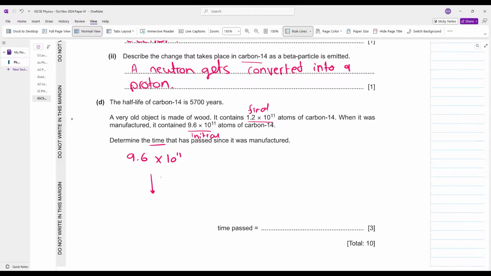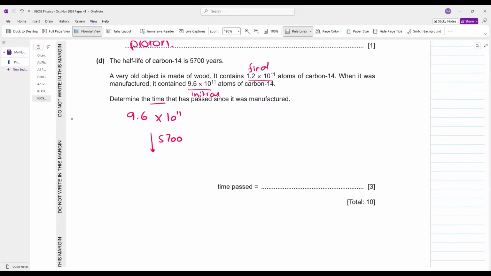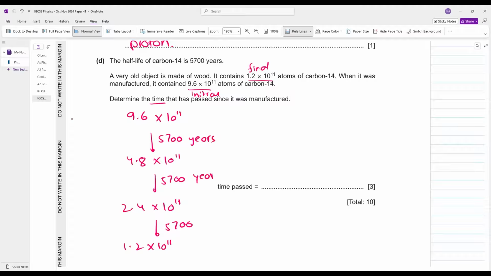After one half-life, after 5,700 years, what will happen? It will become half. This will become 4.8 × 10^11. After one more half-life, after 5,700 further years, this will become 2.4 × 10^11. After another half-life, 5,700 years, it will become 1.2 × 10^11. So how many half-lives have spanned out? 3 half-lives have spanned out.